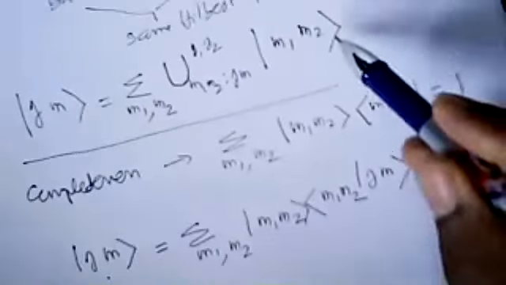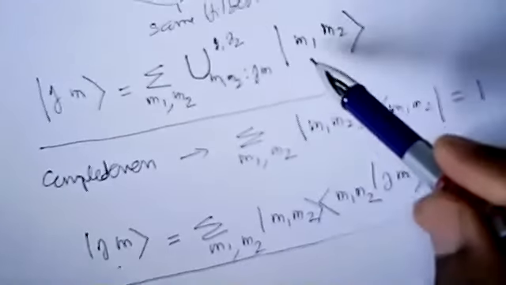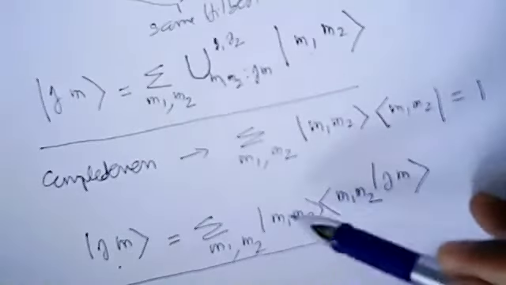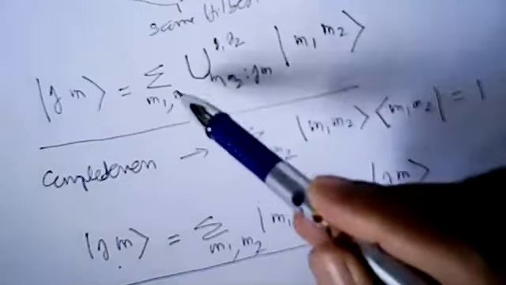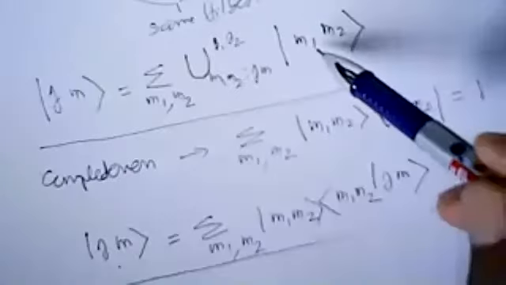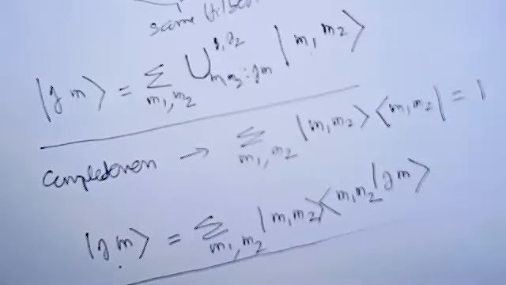Now you compare these two equations, this one and this one. Just to see, the left side is the same: ket Jm, ket Jm. On the right side, ket M1, M2 is the same, ket M1, M2 is here. Summation over M1, M2 is here. Both are present on the right side. So what is U? What is the unitary operator? U is this quantity.